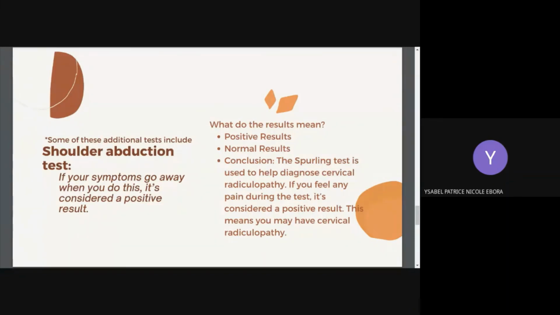Now, what do these results even mean? Having a positive result means the patient can feel pain radiate into their arm during the test, and being positive for cervical radiculopathy means it is about time to start a non-surgical treatment program. But if you're having a normal result, a normal Spurling's test result means you didn't feel any pain during the test. However, a normal result doesn't always mean you don't have cervical radiculopathy. Doctors will most likely do some additional testing to check for other signs of cervical radiculopathy or another condition that could be causing your symptoms.